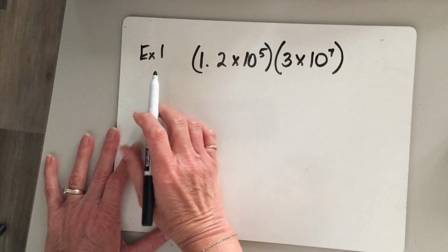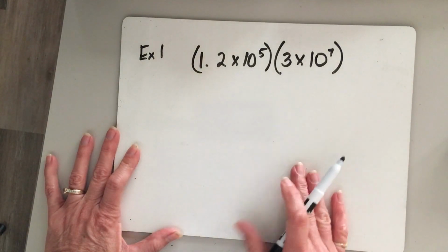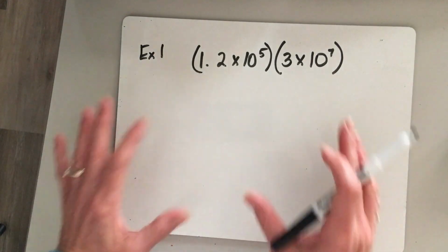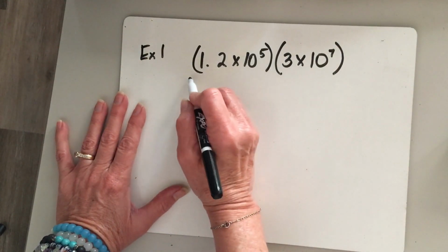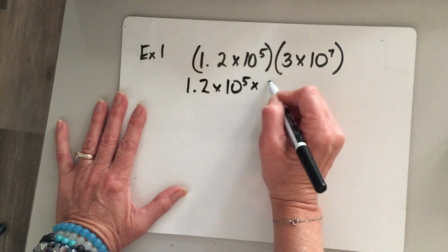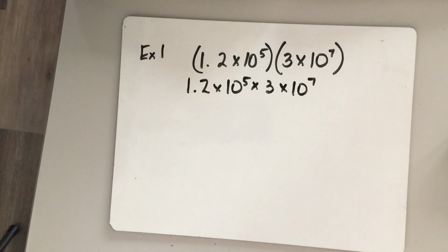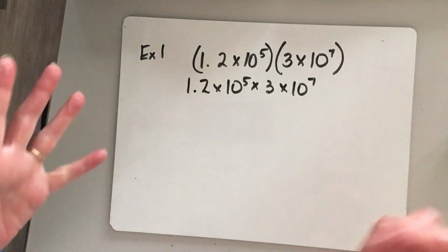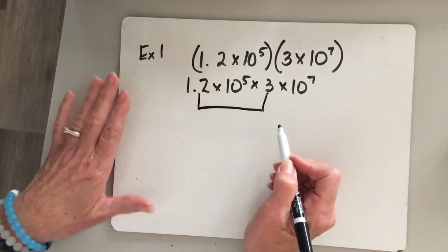Now for the next part, which is multiplying numbers in scientific notation. So here's our problem right here. What we do for this part is, because this really means all multiplication, if we were to take out all the parentheses, it's all times across the board. So really what we can do here is combine things that are easy to combine. So we can combine these two things.